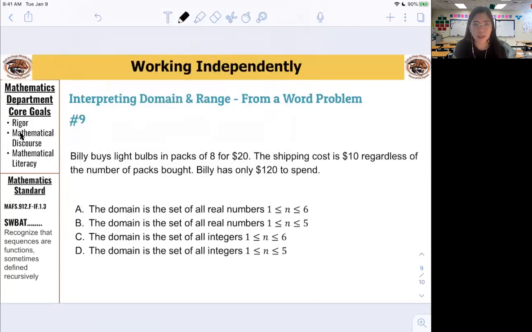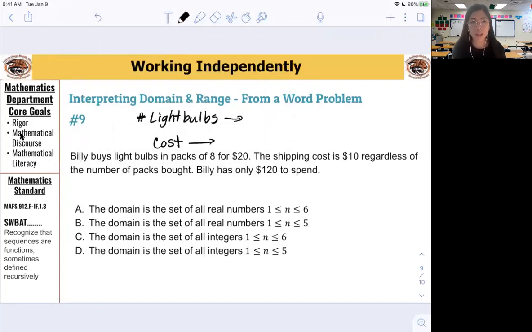Billy buys light bulbs in packs of 8 for $20. The shipping cost is $10 regardless of the number of packs bought. Billy has only $120 to spend. Okay, so there's two things happening here. There's light bulbs and there's the cost.